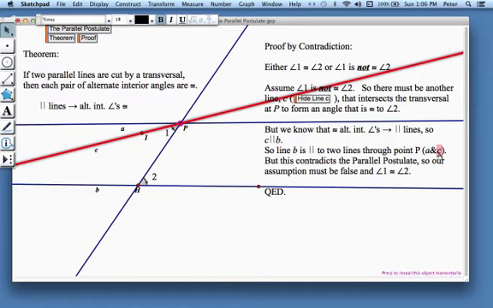And this contradicts the parallel postulate, which says you can only have one line through a point that is parallel to a given line. So this contradicts our assumption that angle 1 is not congruent to angle 2, and so it must be false. And angle 1 is congruent to angle 2.